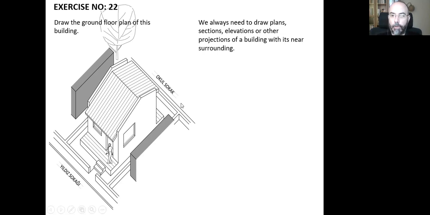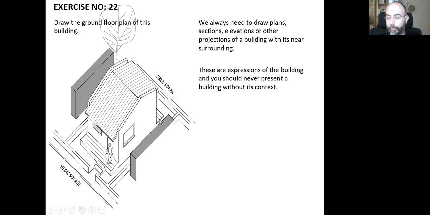We always need to draw plans, sections, elevations, or other types of projections like the perspective projection, the two-point perspective, and other types of projections we learned in our earlier weeks, with the building in its near surrounding. This is very important because we are creating expressions of this building, and we should never present that building without its context. It's very important for us to indicate the near surrounding so that people can understand its relations.